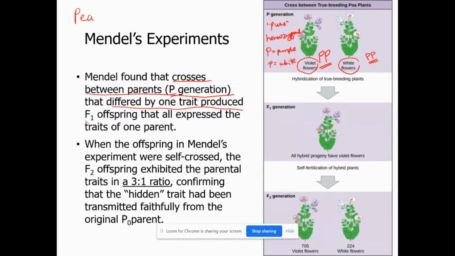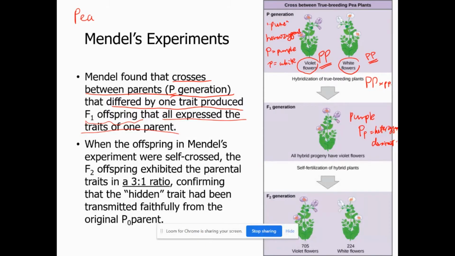And he found that the F1 offspring, F1 meaning the next generation, all express the trait of one parent. And you know what the trait is, right? That's the purple flower. And do you know what the genotype is? If they follow the inheritance rules, that's going to be big P, little p, and this is heterozygous dominant.